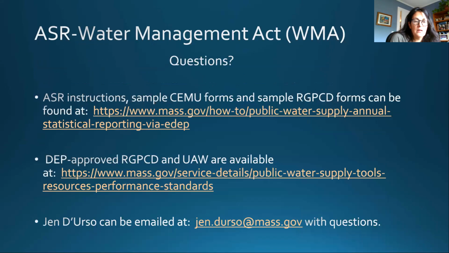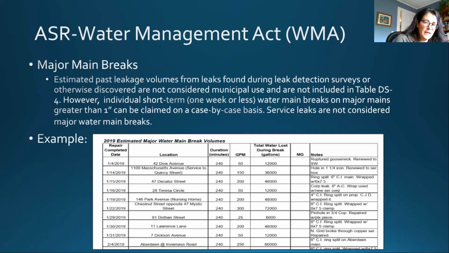Major main breaks. Whoops. Can you go back? Thank you. So this is the most difficult category. People have a lot of questions and concerns, and there's confusion around reporting major main breaks. The two main items to remember are that leaks found during leak detection surveys can't be counted in this category, as well as service leaks. What can be counted are individual short-term, which is 1 week or less, water main breaks on major main lines. We need a location, a duration, a gallons per minute, and a total water loss. So if you report leak detection or service leaks, or you don't report the major main breaks in this format, we will have to reject this volume. Next slide.